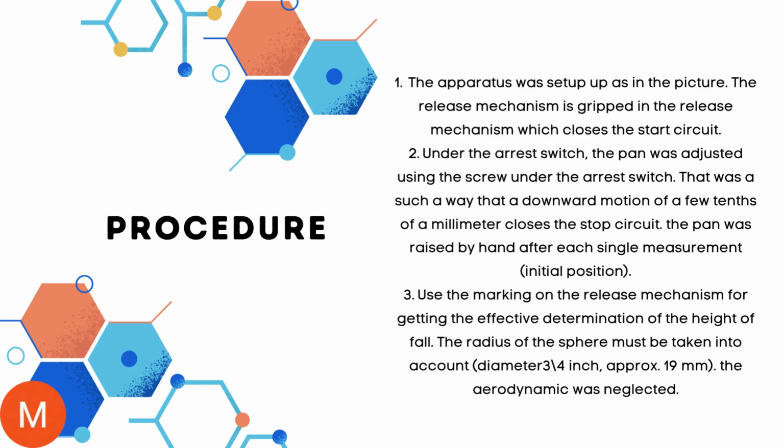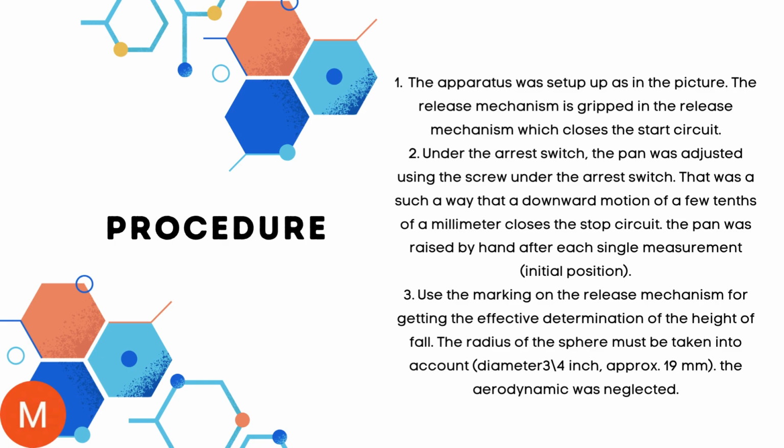First one, the apparatus was set up as in this picture. The release mechanism grips the ball, which closes the start circuit. Second, under the arrest switch, the pen was adjusted using the screw under the arrest switch, in such a way that a downward motion of a few tenths of a millimeter closed the stop circuit. The pen was raised by hand after each single measurement.